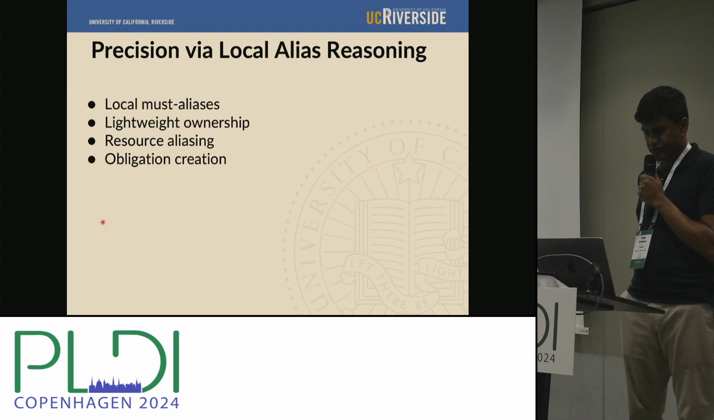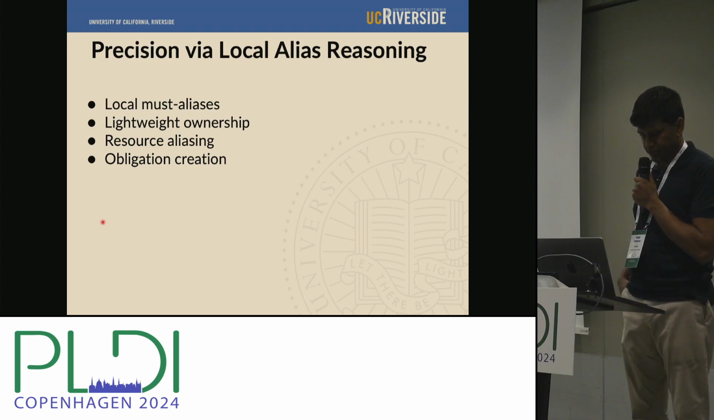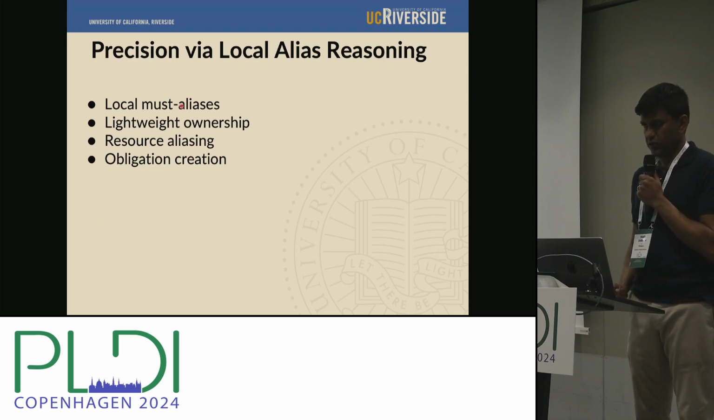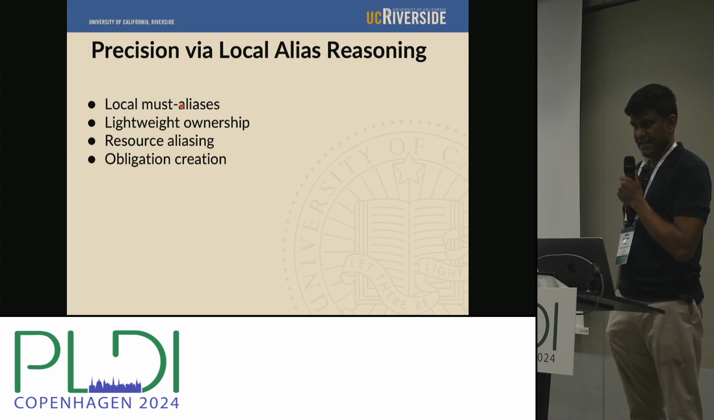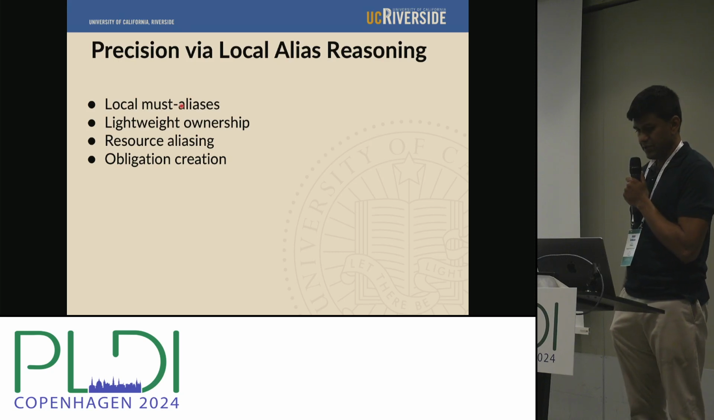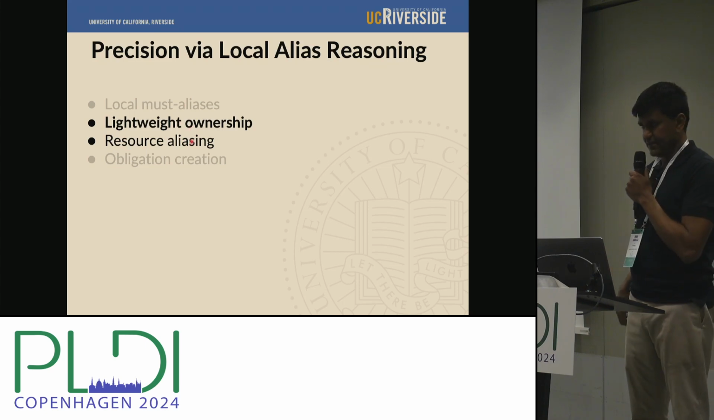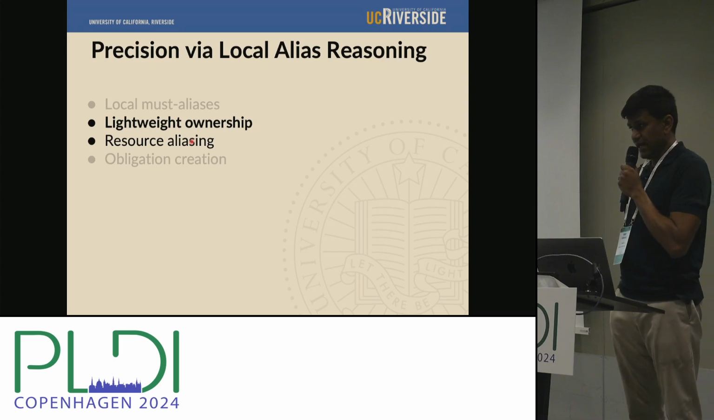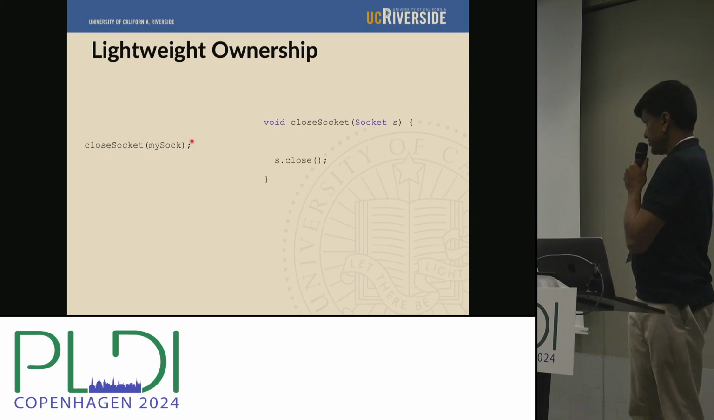And we have kind of a suite of techniques that we use to regain this precision. This local must alias analysis is very straightforward. It's just a must alias analysis within a single procedure, nothing too interesting about it. So here in this talk, I'm going to focus on these two techniques, the lightweight ownership and this idea of resource aliasing. So first, let's look at the lightweight ownership.